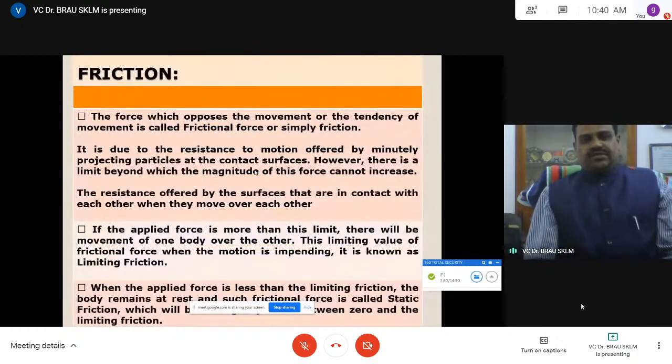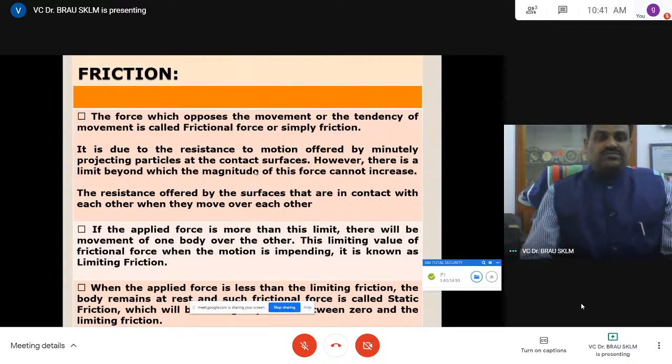Now let us start with the friction, which is nothing but opposes the movement. A tendency of a movement is called a frictional force, or simply a friction. It is opposite to the motion of a body. When you want to move in one direction, there is a resisting force acting. When a locomotive is moving, aerodynamic force is a resisting force. Automobile is moving, the aerodynamic is a resisting force. When aircraft is lifting, drag force, lift force, etc. Similarly, when the ship is moving underwater, there is a resisting force.